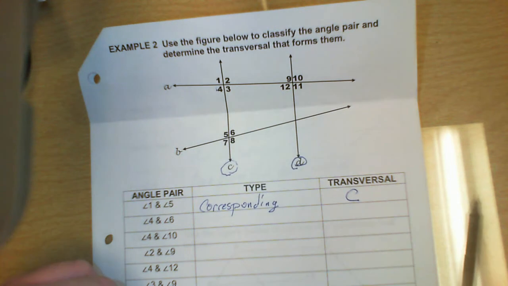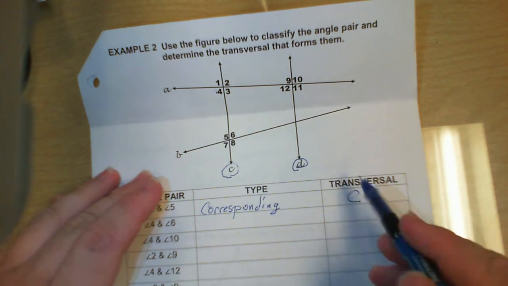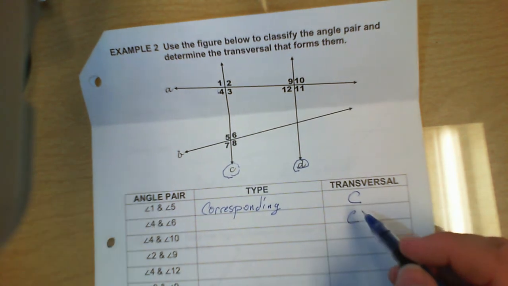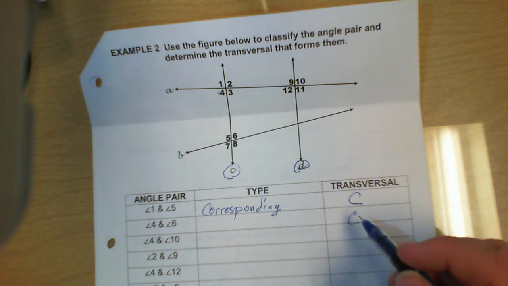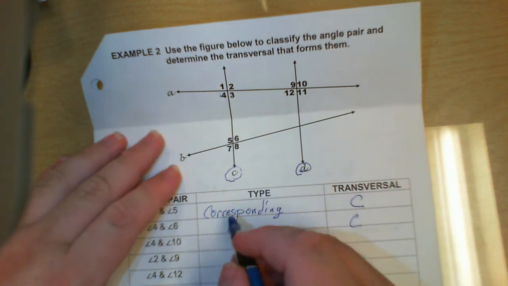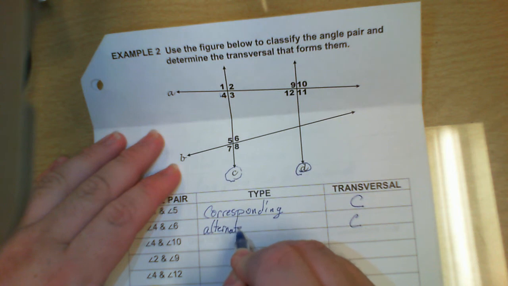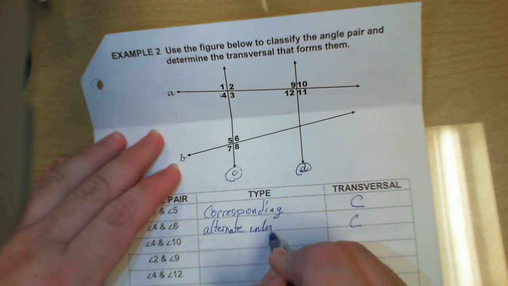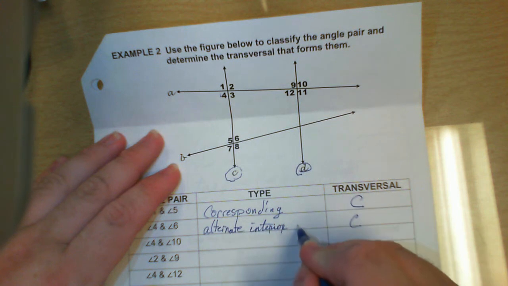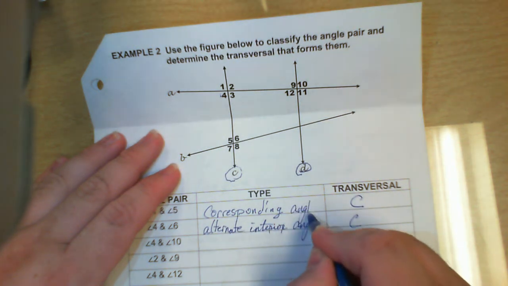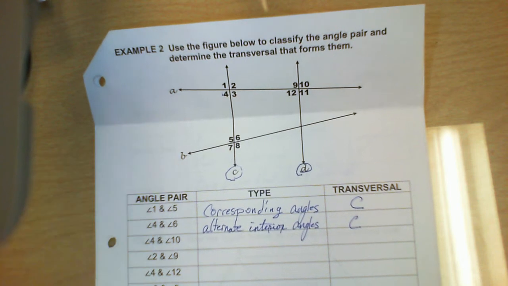What's my transversal? C. And then my type of line? Alternate interior angles. Okay? The reason, yes ma'am.